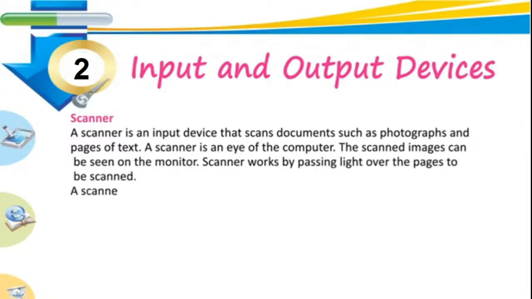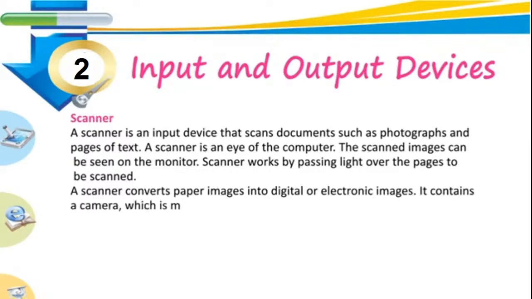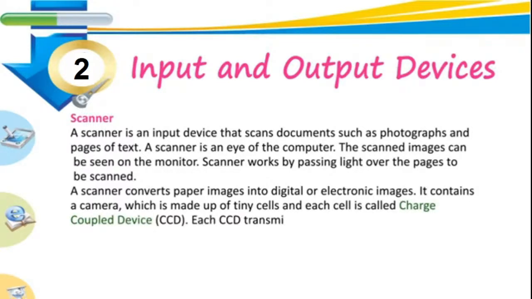Scanner works by passing light over the page to be scanned. A scanner converts paper images into digital or electronic images. It contains a camera which is made up of tiny cells and each cell is called a charge coupled device, CCD. Each CCD transmits a small part of the image to the computer.